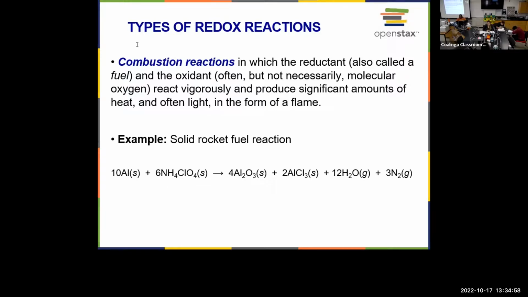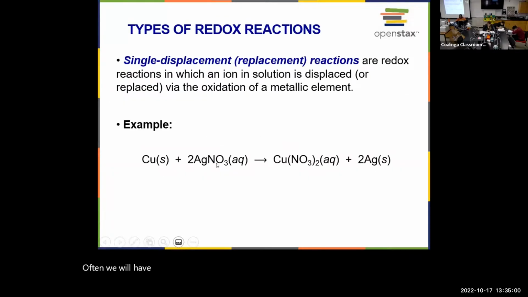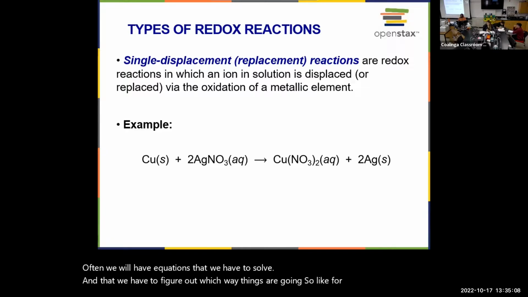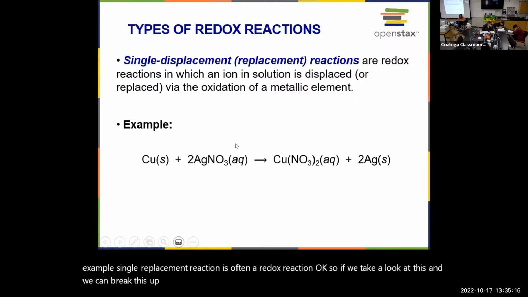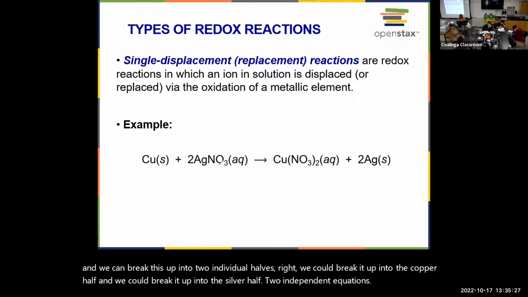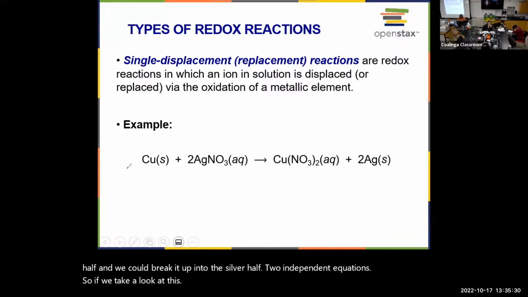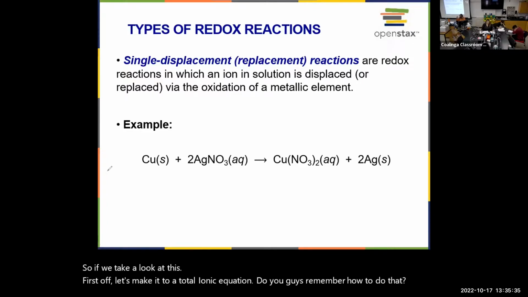Often we will have equations that we have to solve and figure out which way things are going. For instance, a single replacement reaction is often a redox reaction. If we take a look at this, we can break it up into two individual halves, the copper half and the silver half, two independent equations. First off, let's make it a total ionic equation. Do you guys remember how to do that? So let's break it down to a total ionic equation.